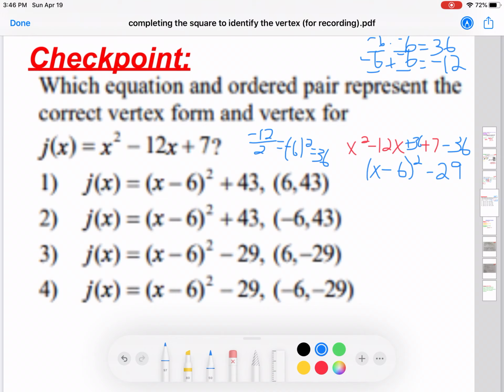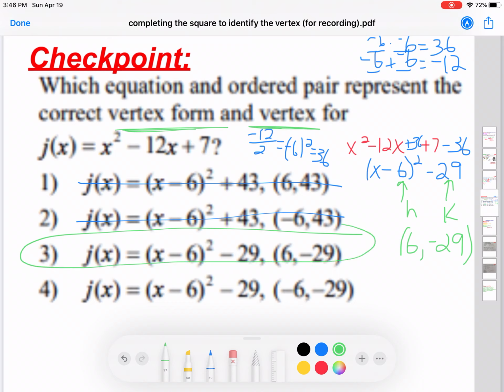So we can go ahead and eliminate choice 1 and choice 2 because those have plus 43. So now we're down to 3 and 4. Those have correctly rewritten this standard form in vertex form, but now we need to see which one correctly identifies the vertex. If we remember, this represents our H, this represents our K, and we always write the H as opposite whatever's in the parentheses, so we'll have positive 6, and then our y value will be our K, which is -29. So for your checkpoint, you should have had choice 3.